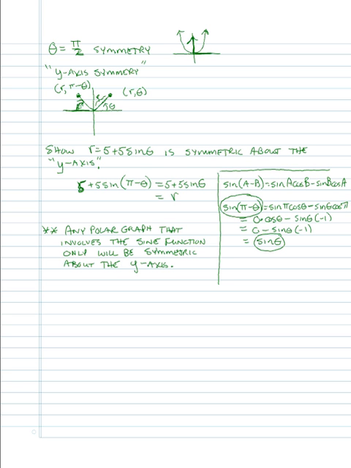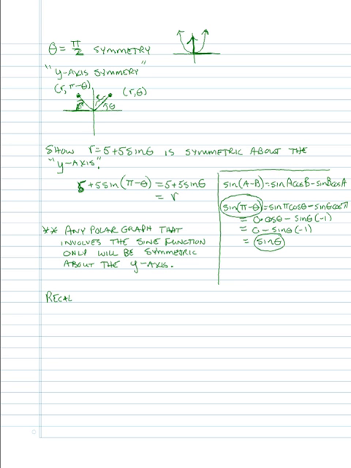Any polar function that involves only cosine will be symmetric about the x-axis. Any polar function that involves only sine will be symmetric about the y-axis. That's a big deal. Let's go back and think of our circles now.